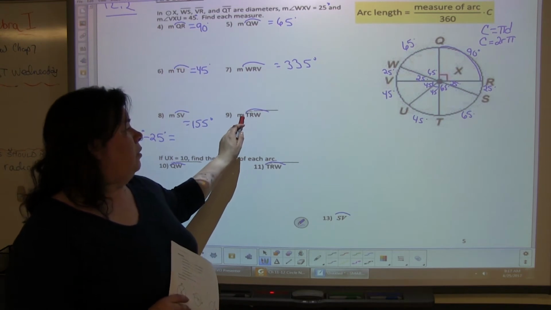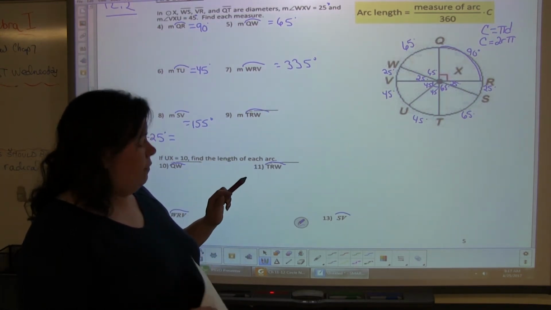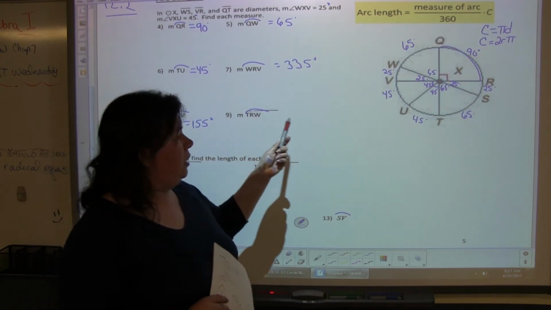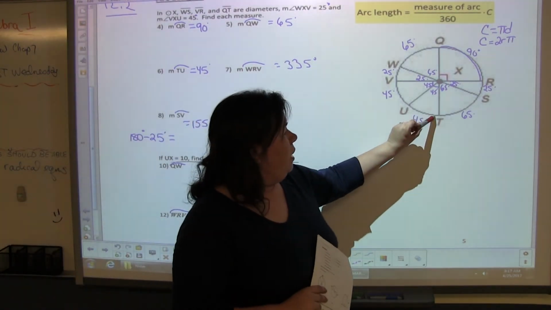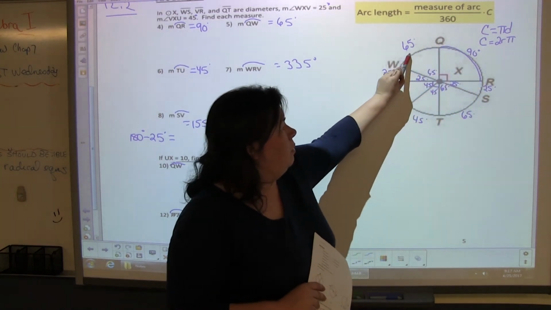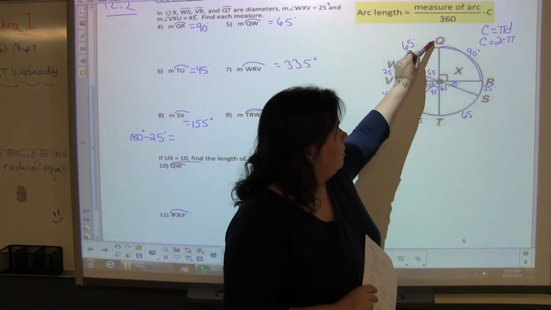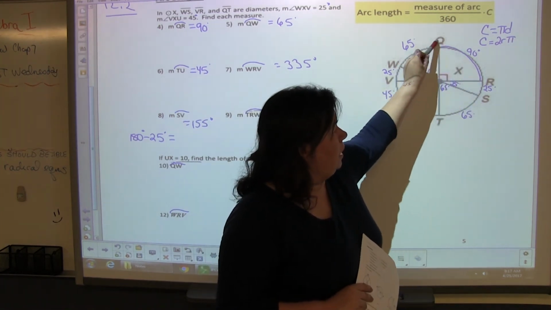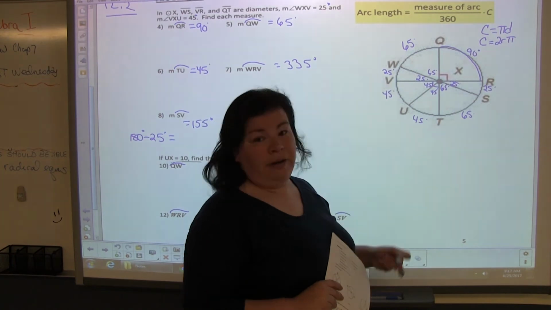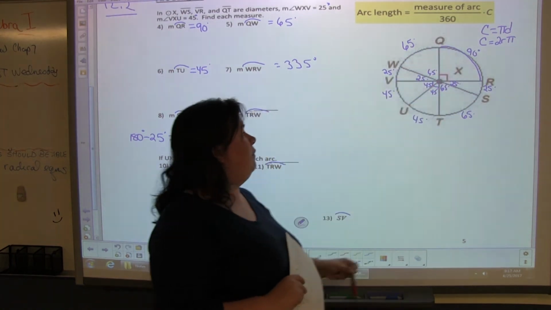All right, now we're talking about major arc TRW. So the measure of major arc TRW in this direction from T passing through R all the way to W. So we could add, if you look, this is a semicircle here from Q to T plus another 65 degrees. So we have 180 plus the 65 degrees.